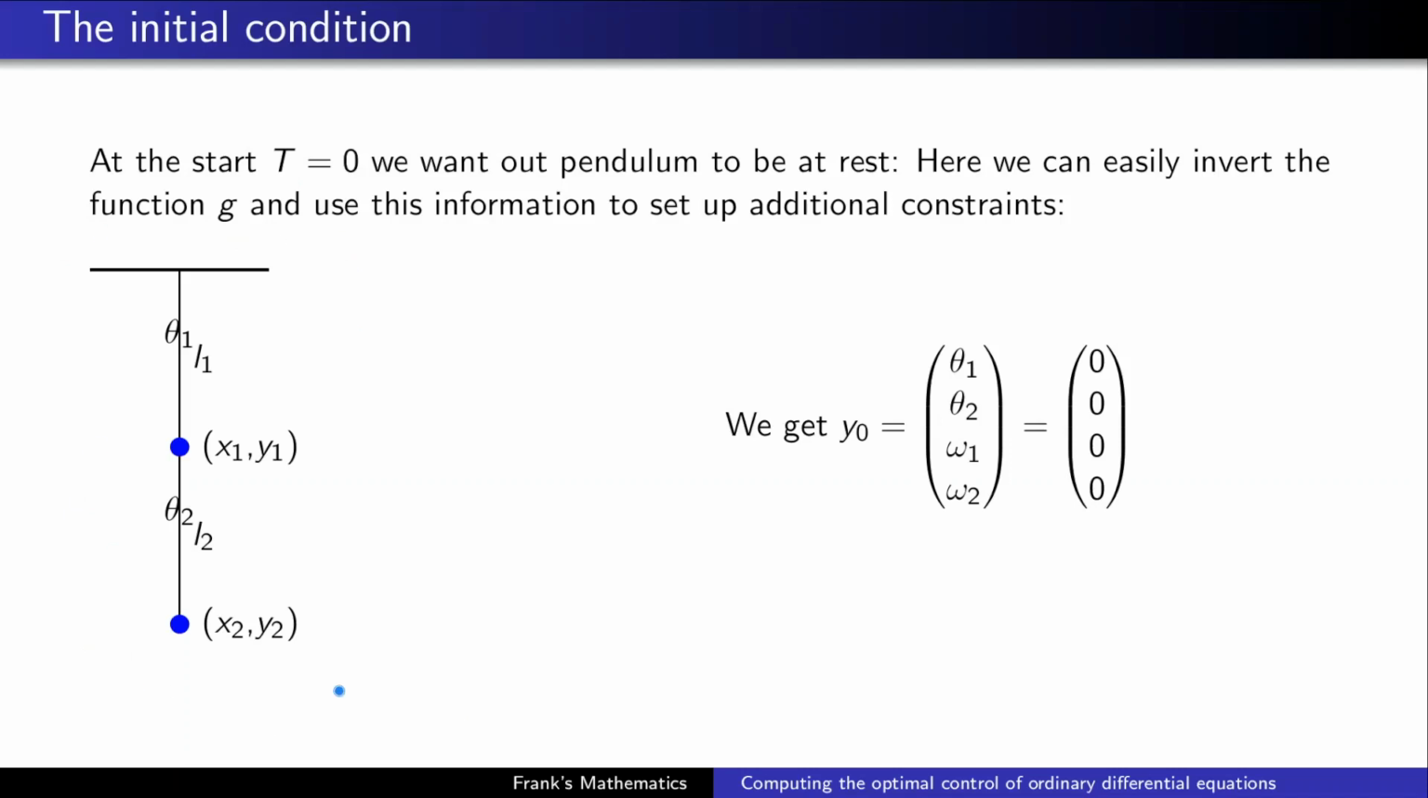And if the pendulum looks like this, you know easily, okay, theta 1 must be 0, theta 2 must be 0, and if it is at rest, its first derivatives must also be 0. So in our case, we can simply set y0 to be 0, 0, 0, 0. Boom, and you're done. These equations are put into the nonlinear constraints. But this will not work for the constraints at the end of the time interval.